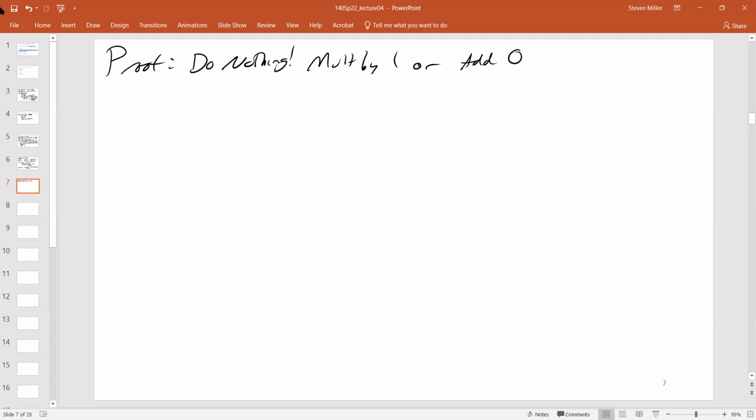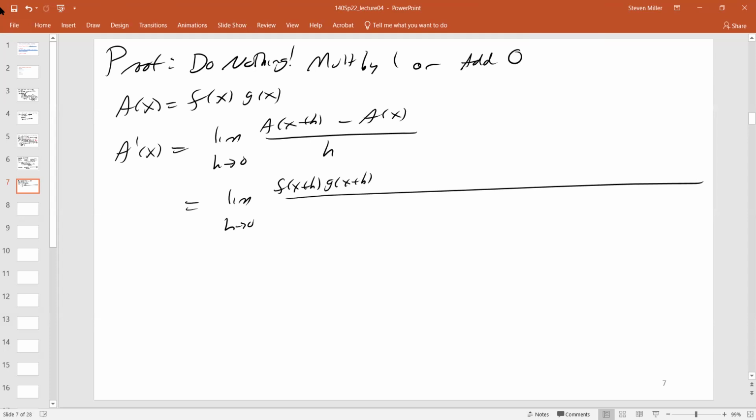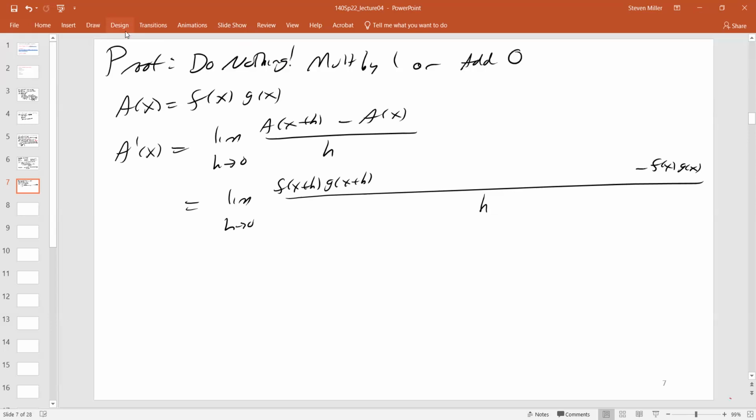Okay, let's do nothing. Let's let a of x be f of x, g of x. Then a prime of x is the limit as h goes to 0 of a of x plus h minus a of x over h. That's the limit as h goes to 0 of f of x plus h, g of x plus h, minus f of x, g of x, over h. Okay. Does anything look strange here?